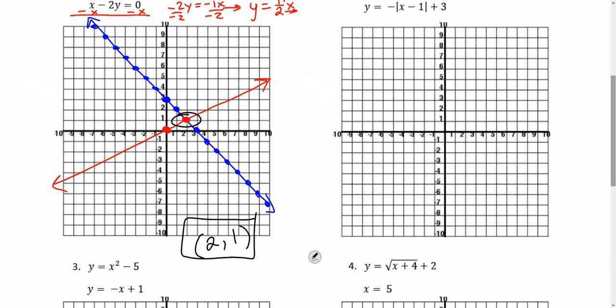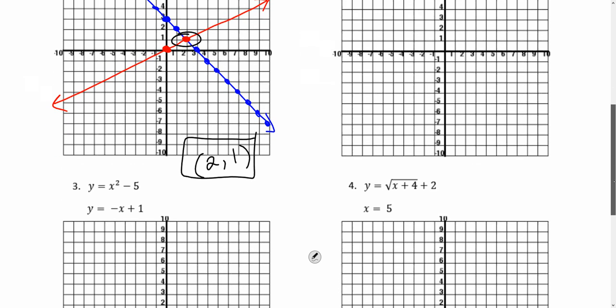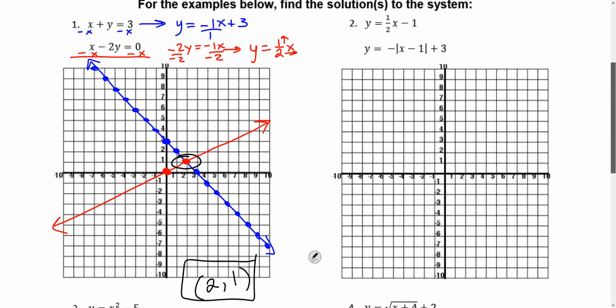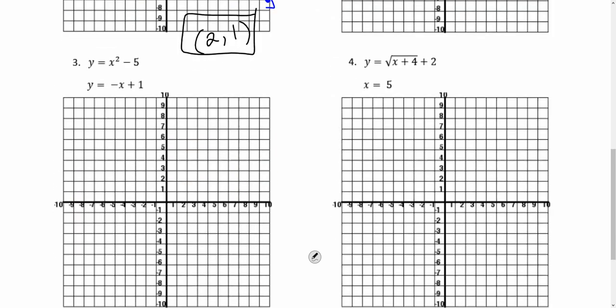Let's see. I hope you guys have calculators, because I'm going to need your help here in a little bit. Let's skip over to problem 3. Problem 3 right away.